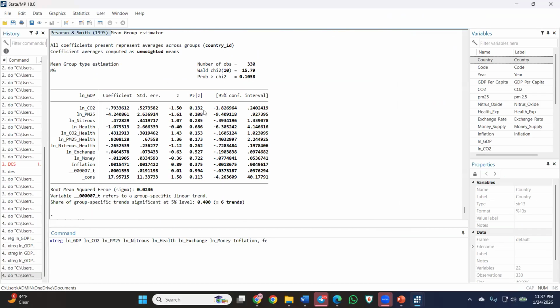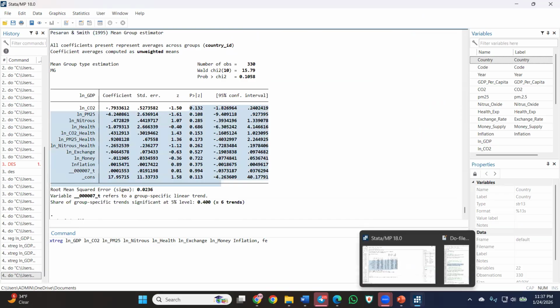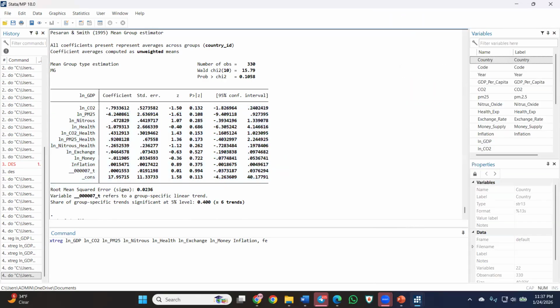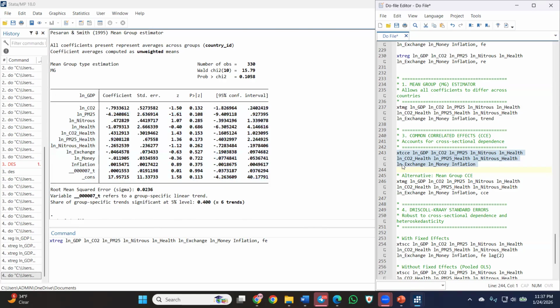It is showing the variables, that's why I don't run these models in STATA using code. Let me run the common correlated effect model, the one I said is suitable based on our results. You can run them. It has the XTCCE.